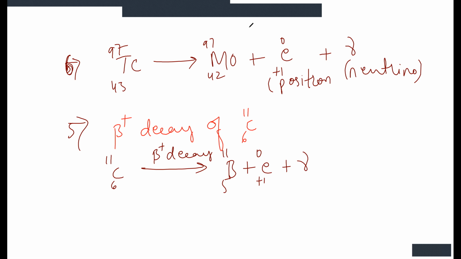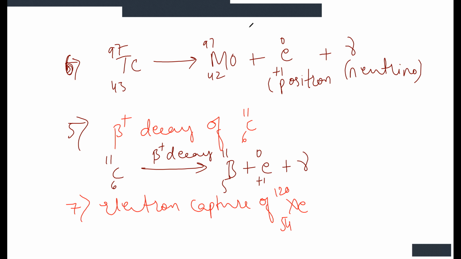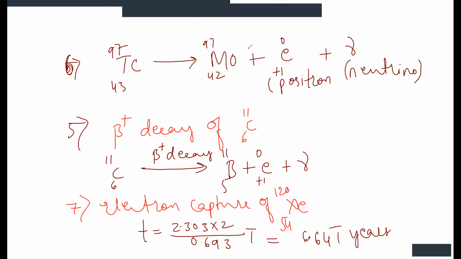And the same thing for the seventh one: electron capture of Xc element. They asked to calculate the time. How to calculate? T is equal to 2.303 into 2, divided by 0.693 time factor. When you multiply this, it becomes 6.64 time. So these are the reactions we are going to write like this.